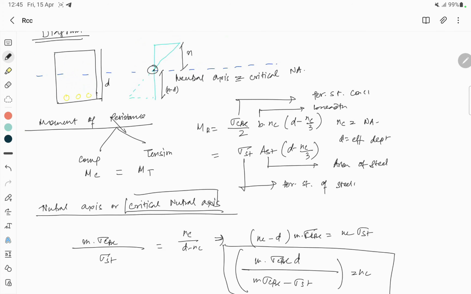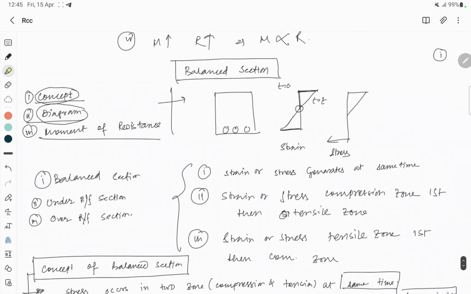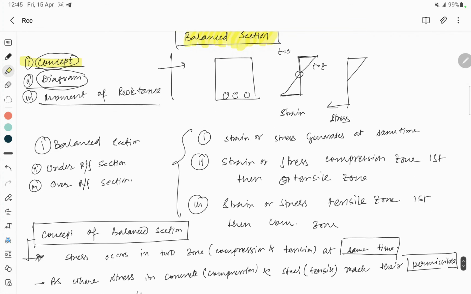moment of resistance. So yeah, this is a very short and simple video regarding balanced section, where I discussed the concept, diagram, moment of resistance, as well as how to find neutral axis.